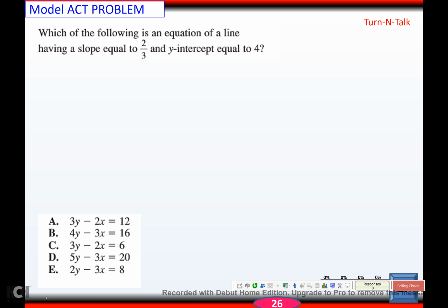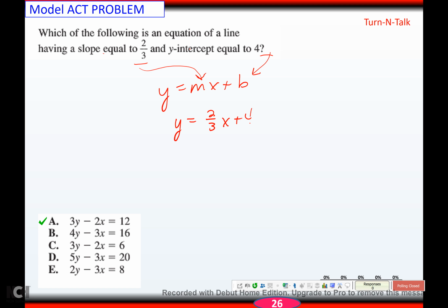Okay, so it says, which of the following is an equation of a line having a slope of 2/3 and a y-intercept equal to 4? Well, I see slope and y-intercept, and I automatically think of slope-intercept form. You put the slope here, the y-intercept there, and my equation is y equals 2/3 x plus 4, done, except for your author's a jerk, and that answer isn't there.